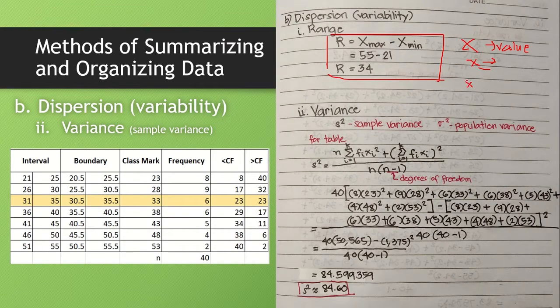Lowercase x, which has a bar, refers to the mean. Lowercase x, which has a curl, refers to the median. And the lowercase x, which has a hat, refers to the mode.